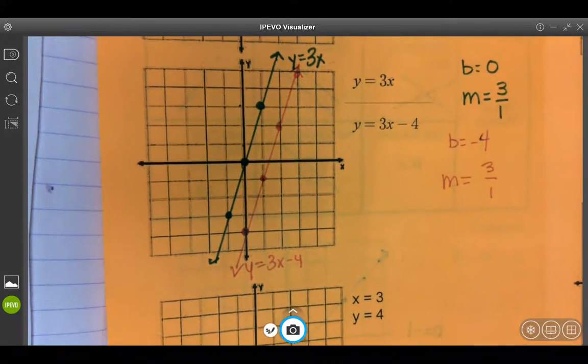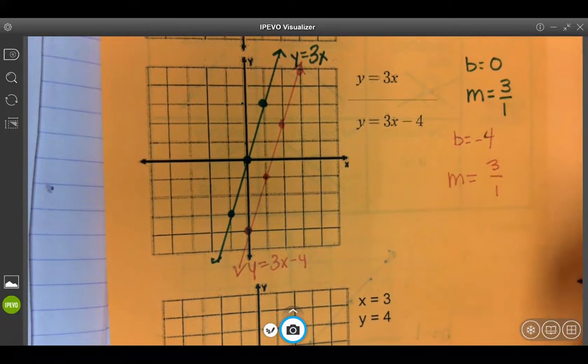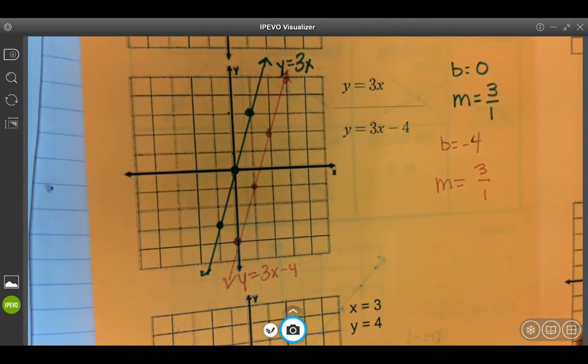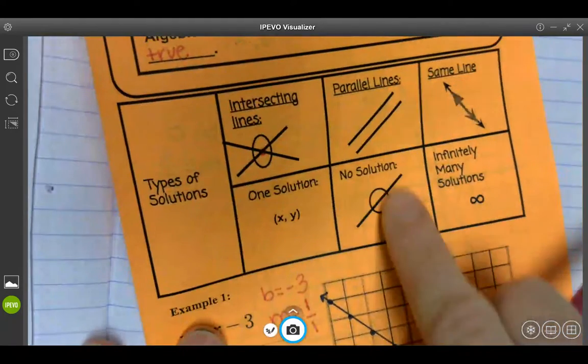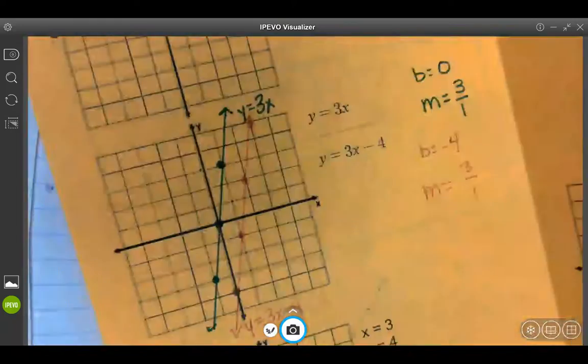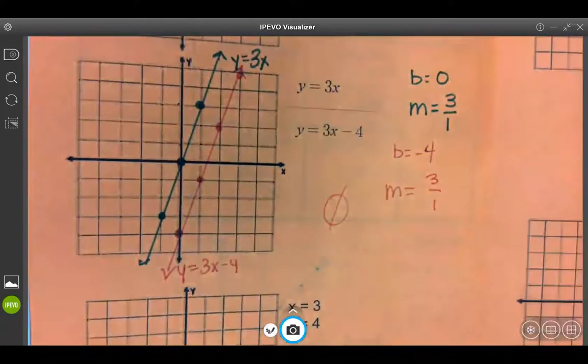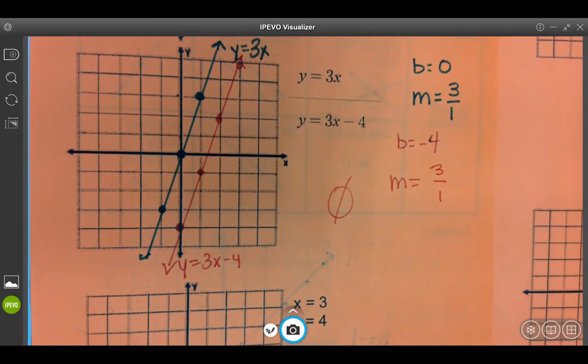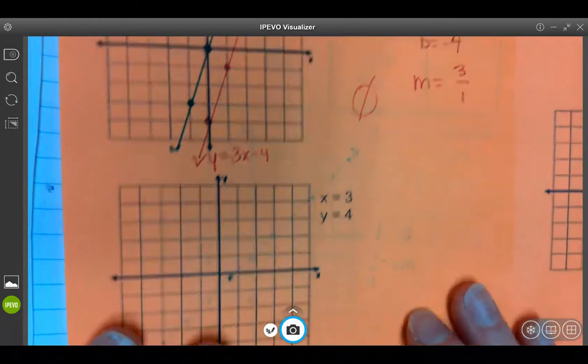So what kind of solution do we have on this then? Parallel lines. No solution, exactly. Whenever we look back over here, parallel lines mean no solution. 0 with a slash through it, nothing. You don't put 0, you put a 0 with a slash, which means no solution. So on the calculator, it'll look the same. Let's go ahead and do the next one.